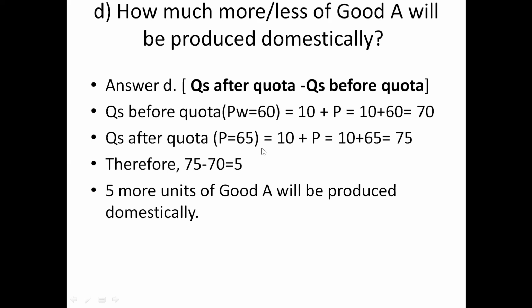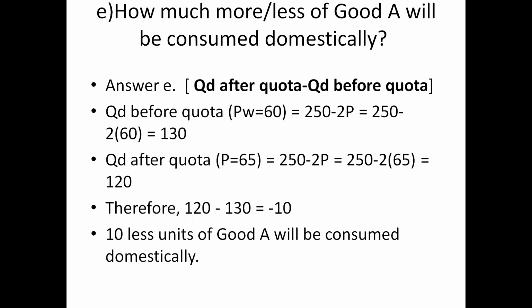So at this price, what is the new quantity supplied? It is 75. So if we deduct 70 from 75, we get 5. So now we can say that 5 more units of good A will be produced domestically. Next question asks you how much more or less of good A will be consumed domestically.